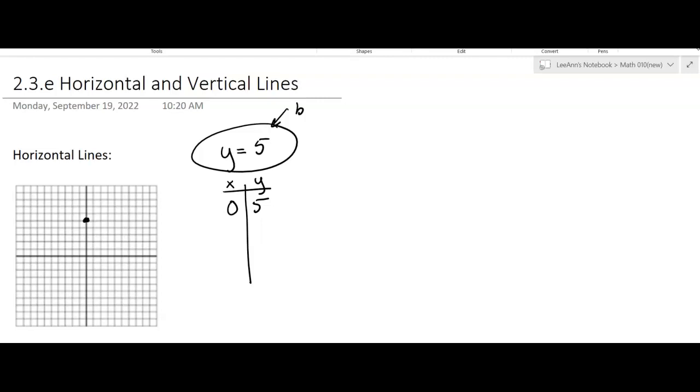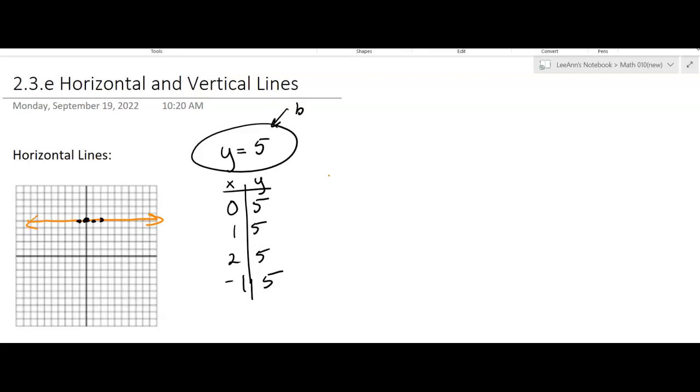Okay, and then what is another point? Well, (1, 5), and (2, 5), and (-1, 5). The y is always being 5. X, there's no restriction. It can be whatever. So there's (1, 5), (2, 5), (-1, 5). All of these are points that satisfy that equation. And so the line looks like a horizontal line like this.